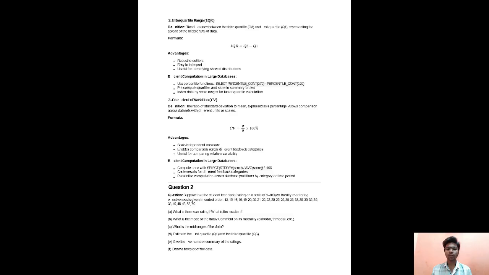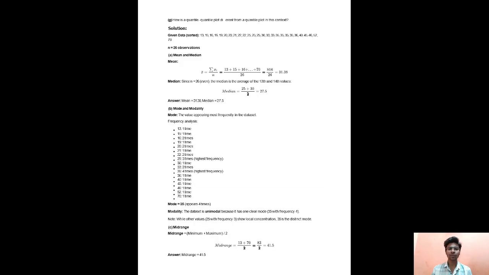F: draw a box plot of the data. And G: how is a quantile plot different from a quantile-quantile plot in this context? Given data for sorting, n equals 26 observations, and we can find the mean and median by this formula.